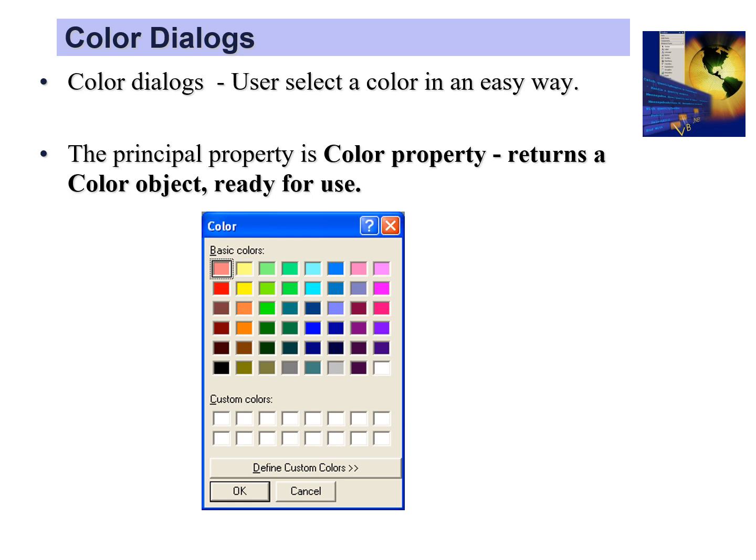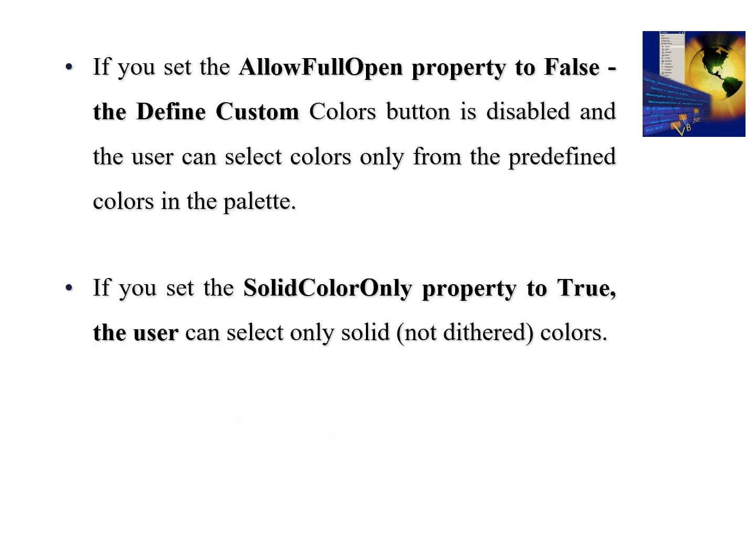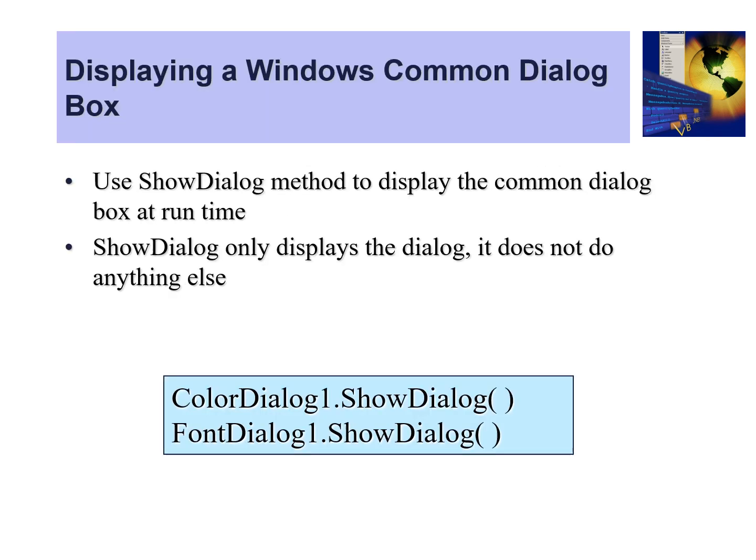Now color dialogs, where the user can select the color in an easier way. The principal property is the Color property, which returns the Color object ready for use. If you set the AllowFullOpen property to false, the Define Custom Colors button is disabled and the user can select colors only from the predefined colors in the palette. If you set the SolidColorOnly property to true, the user can select only solid colors.